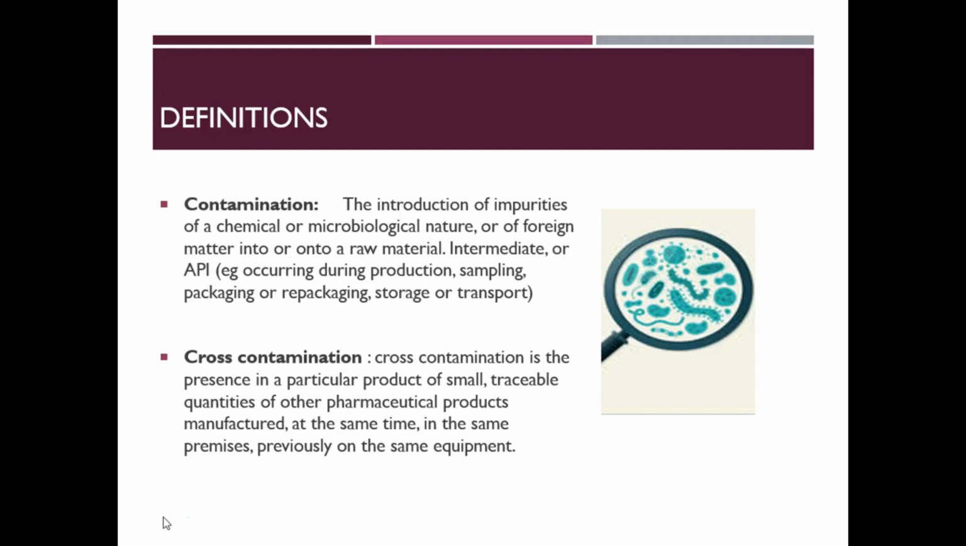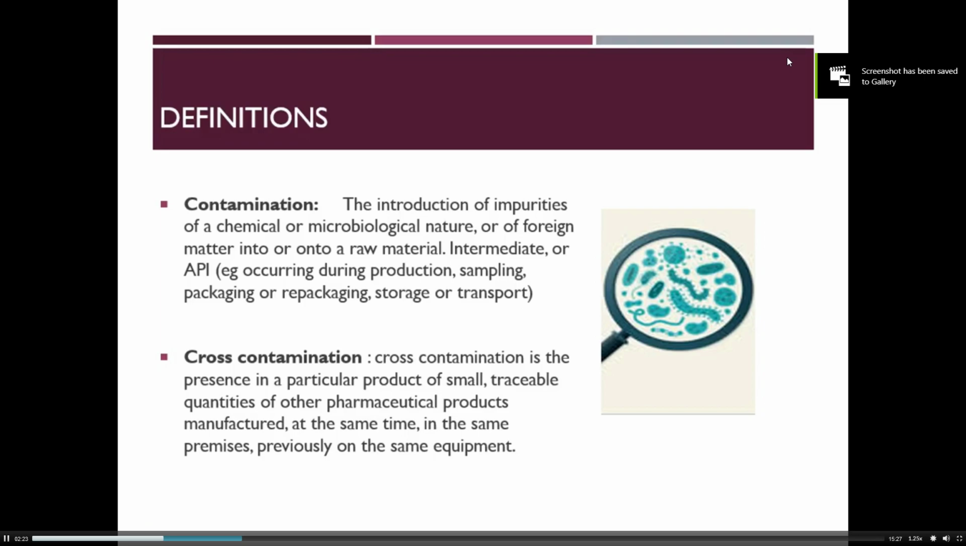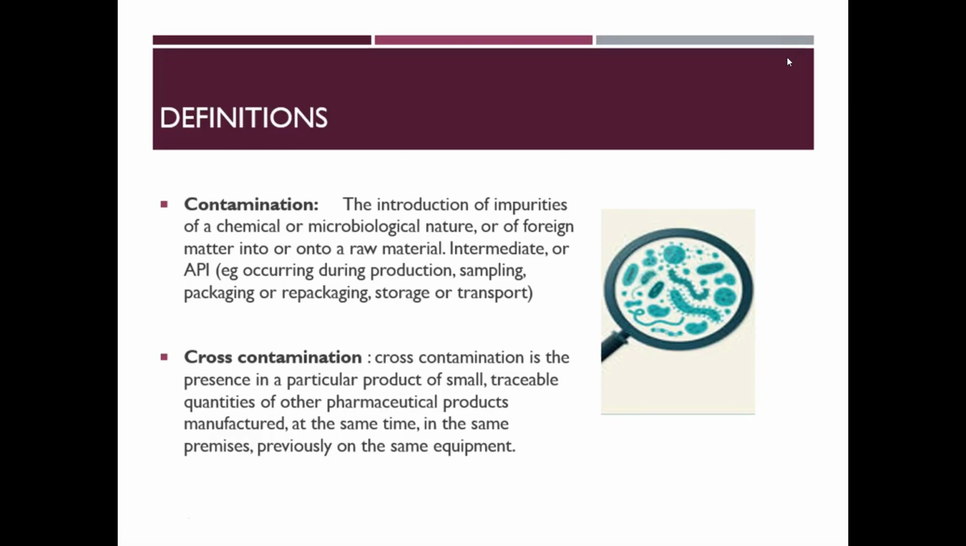The two key definitions that I just wanted to highlight are contamination and cross-contamination. Contamination is the introduction of impurities of a chemical or microbiological nature, or of foreign matter, into or onto a raw material, intermediate, or an API. For example, it can occur during production, during sampling of the raw material or sampling of the production during the process. It can occur during packaging or repackaging, as well as during storage or transport of the material offsite. Cross-contamination is the presence in a particular product of small, traceable quantities of other pharmaceutical products manufactured at the same time, in the same premises, or previously on the same equipment.